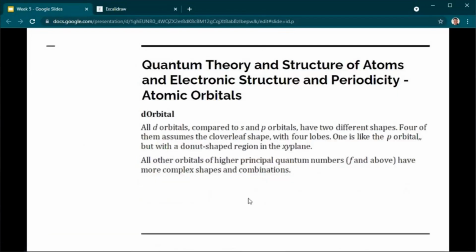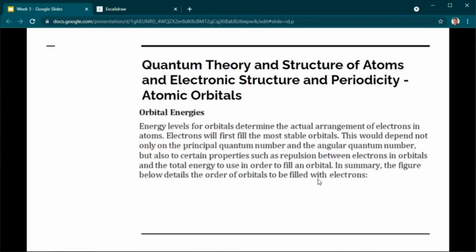The d orbitals, compared to s and p, have two different shapes. Four of them assume the cloverleaf shape with four lobes. One is like a p orbital but with a donut-shaped region in the xy plane. All other orbitals of higher principal quantum numbers have more complex shapes and combinations. Okay.